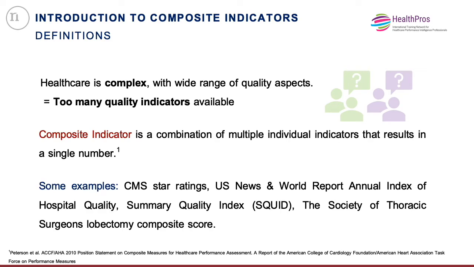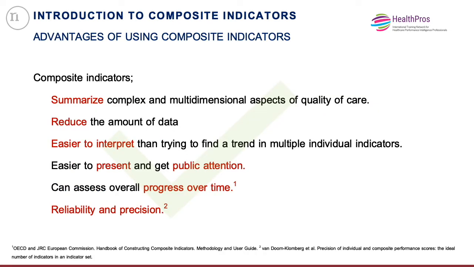A composite indicator is basically a combination of multiple individual indicators that results in a single score, and they have been widely used to assess quality of healthcare since they have some important advantages. Some advantages of composite indicators are listed here.